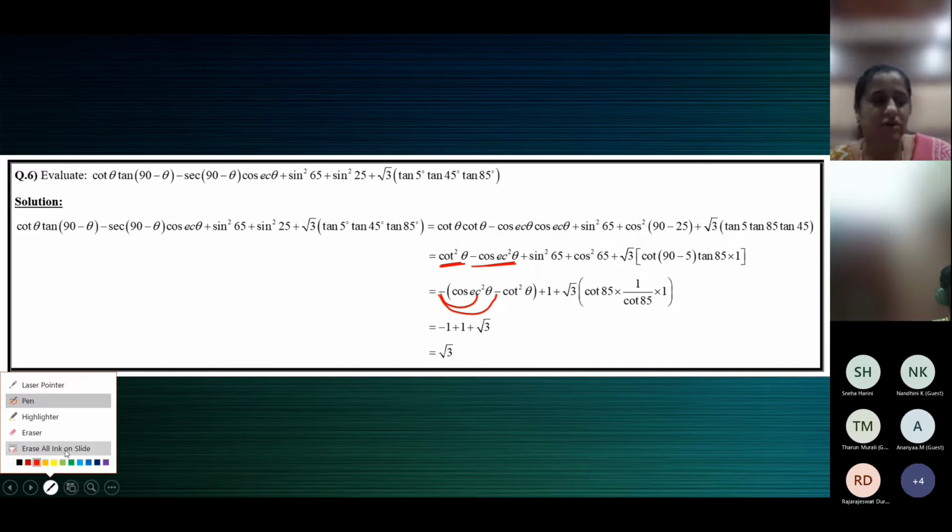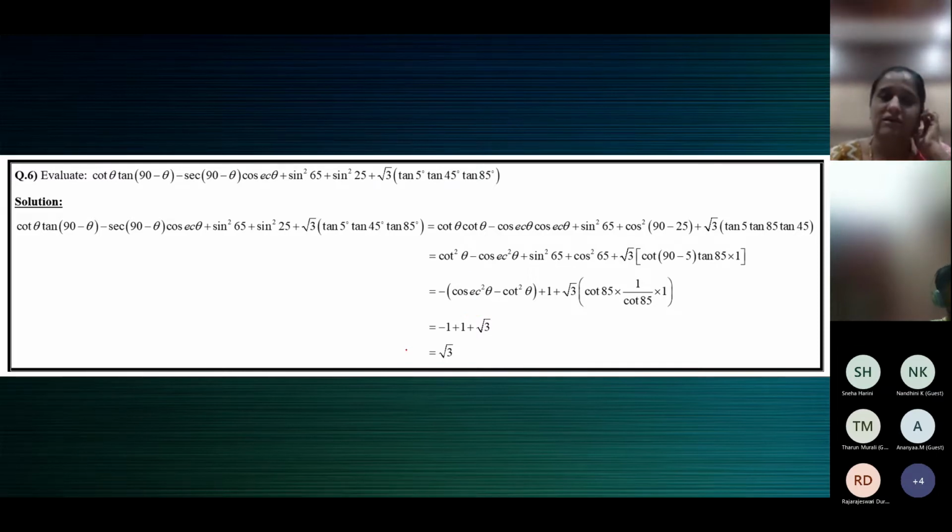You should understand this. An alternative is, you can write cot square theta. What is cot square theta? Cosecant square theta minus 1. You can write cot square theta as cosecant square theta minus 1. So you can take away this, and in the next step you can write cosecant square theta minus 1. So then what will happen? Cosecant square theta minus cosecant square theta will get cancelled, and then you will get minus 1. So you have different ways of doing it.